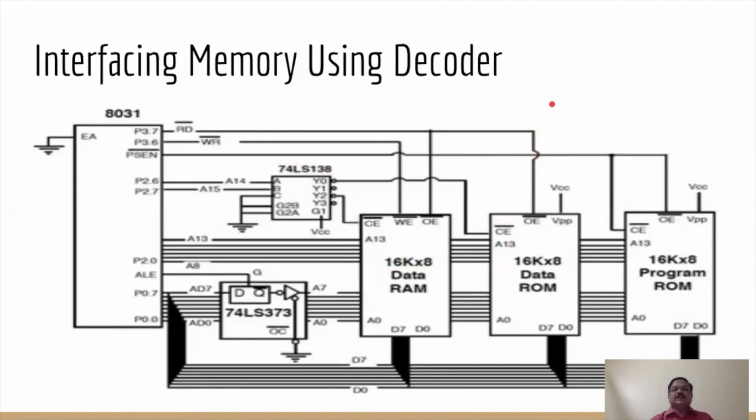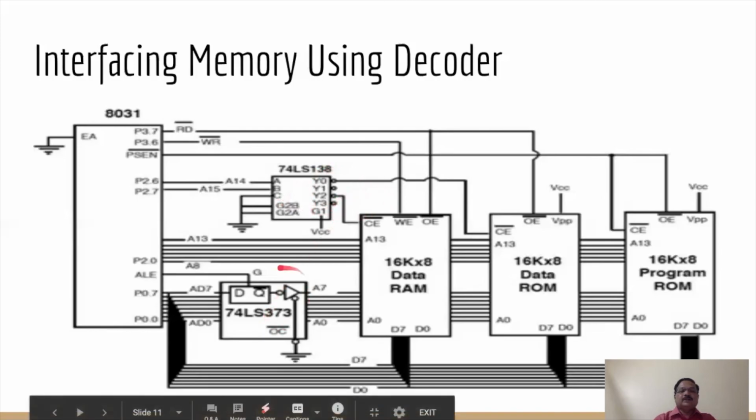So what are the design steps? First, you need to identify how many address lines will be required for the given memory size. Then you have to draw the memory map, start address and end address for the chips. And then you go for the design. You have to design the chip select logic using the decoder or using logic gates. And like this, you have to separate the address and data lines.